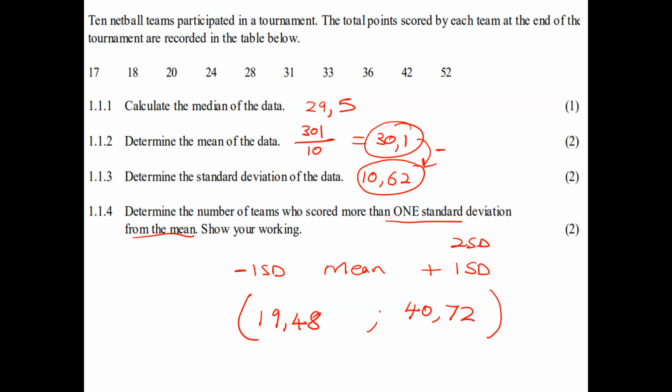If the question is 2 standard deviations, if it was 2 SDs, then all we have to do is take the standard deviation, multiply it by 2, then we'll say the mean plus 2 times the standard deviation, and then we'll take the mean, subtract 2 times the standard deviation. That's how we work with standard deviation.